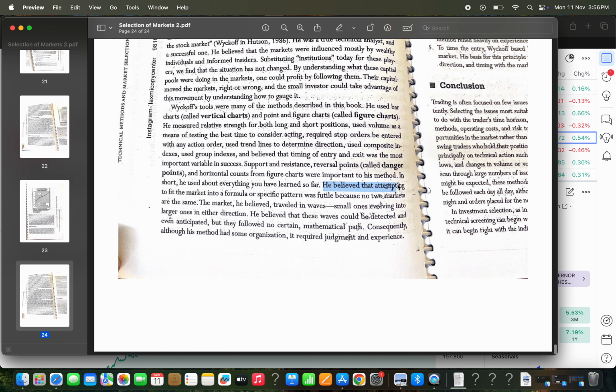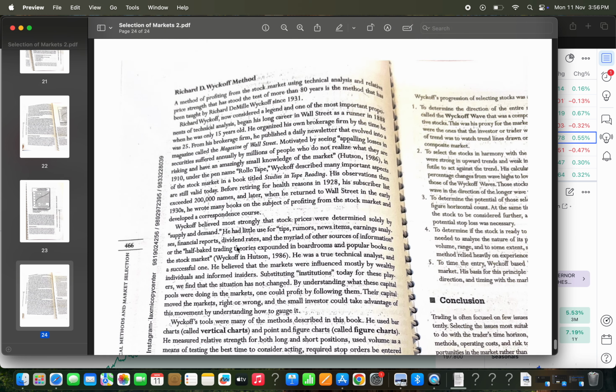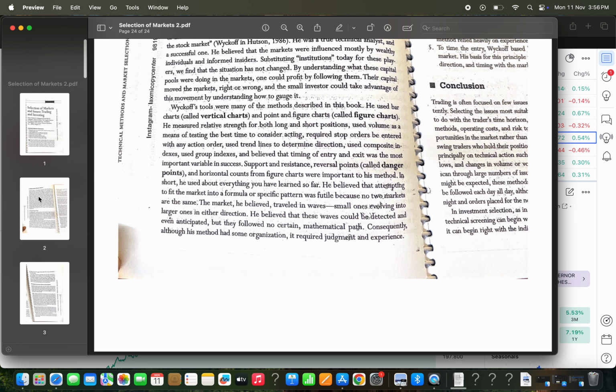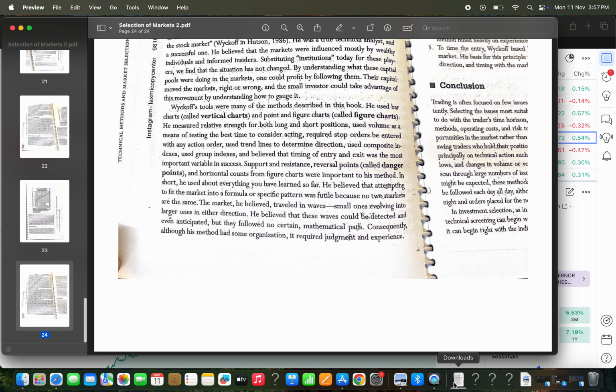He believed that attempting to fit the market into a formula or specific pattern was futile because no two markets are the same. He believed that these waves could be determined and anticipated. So the waves are the Wyckoff theory, and Wyckoff theory basically gave us a method using waves which you can use, and it is that waves are not just random waves; they are quite mathematical methods.